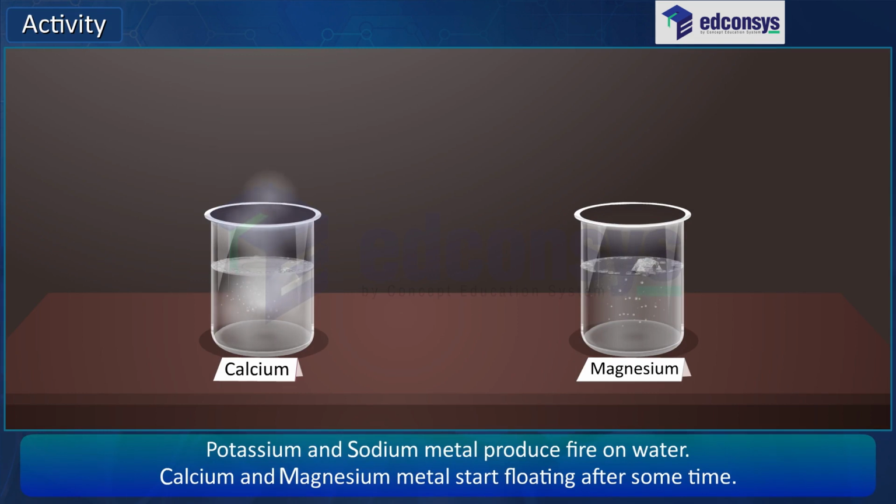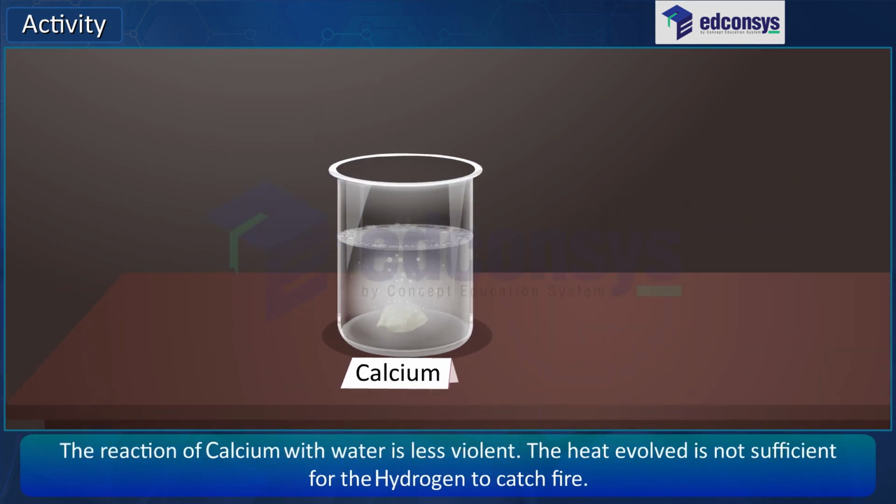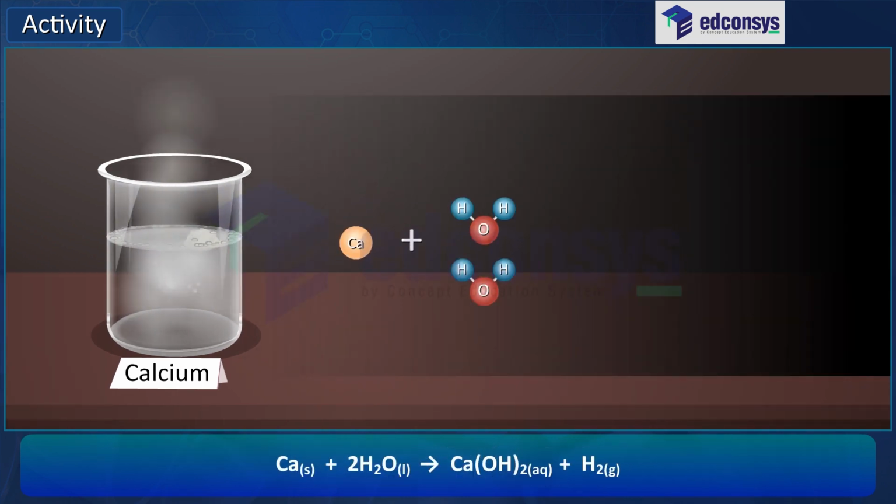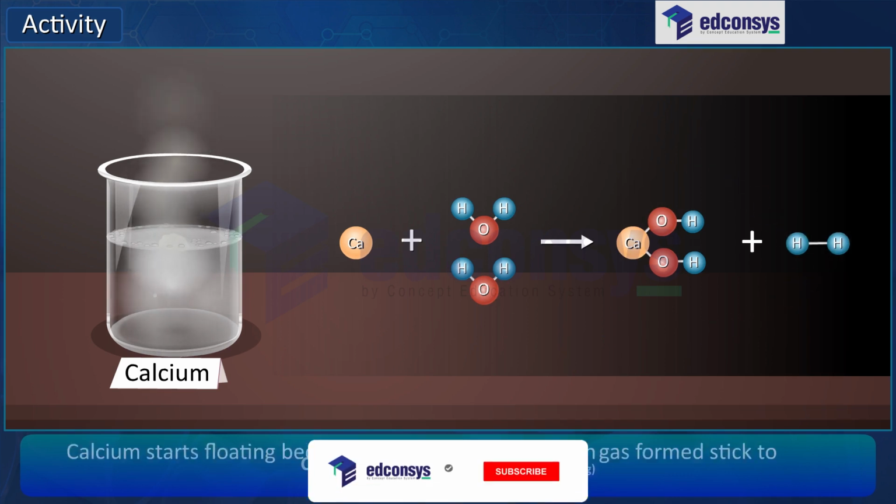Calcium and magnesium metal start floating after some time. The reaction of calcium with water is less violent. The heat evolved is not sufficient for the hydrogen to catch fire. Ca plus 2H2O gives Ca(OH)2 plus H2.